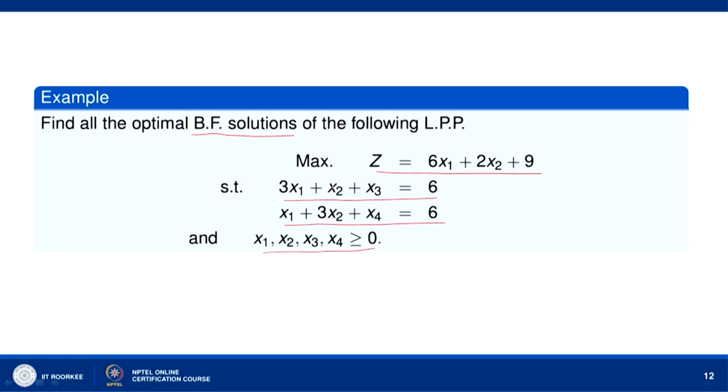So, we have to solve this system. This system is having two equations. This system is A x equal to b, where A is the matrix 2 by 4. So, 3 1 1 0, and then we have 1 3 0 1, and x is x 1, x 2, x 3, x 4, b is 6 6. x 1, x 2, x 3, x 4 are greater than or equal to 0.